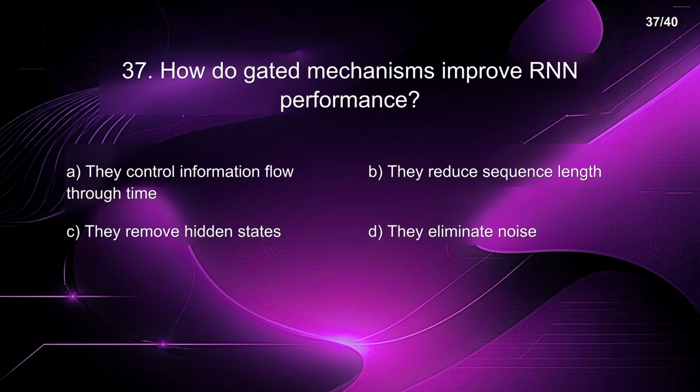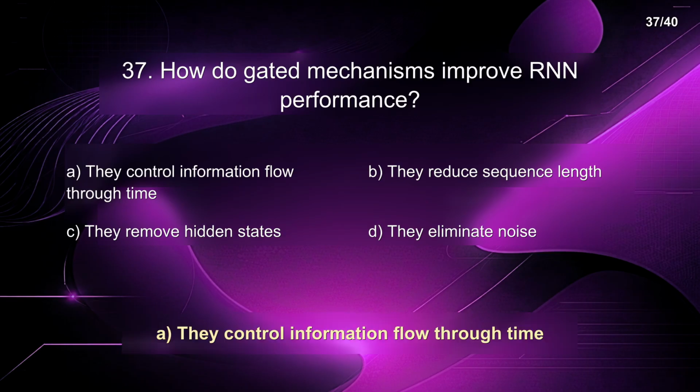37th question. How do gated mechanisms improve RNN performance? A. They control information flow through time. B. They reduce sequence length. C. They remove hidden states. D. They eliminate noise. Correct answer is A. They control information flow through time.